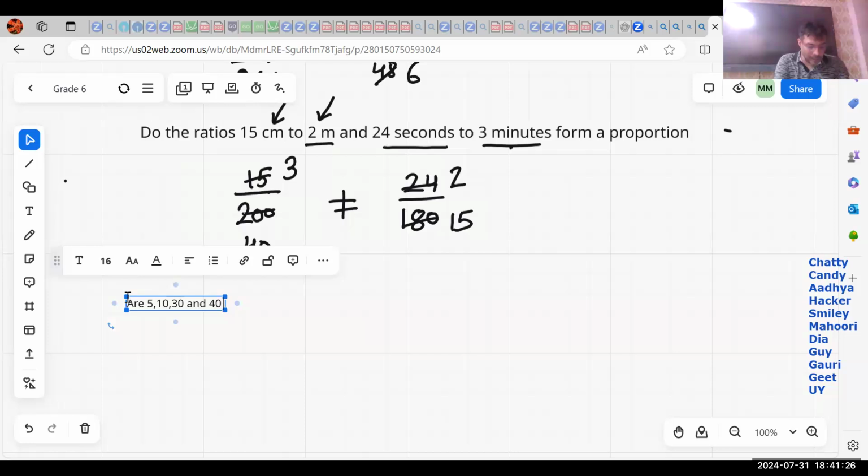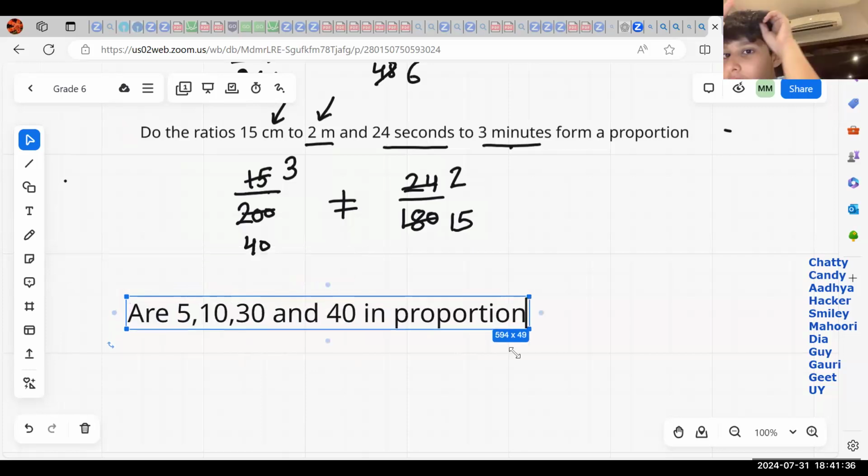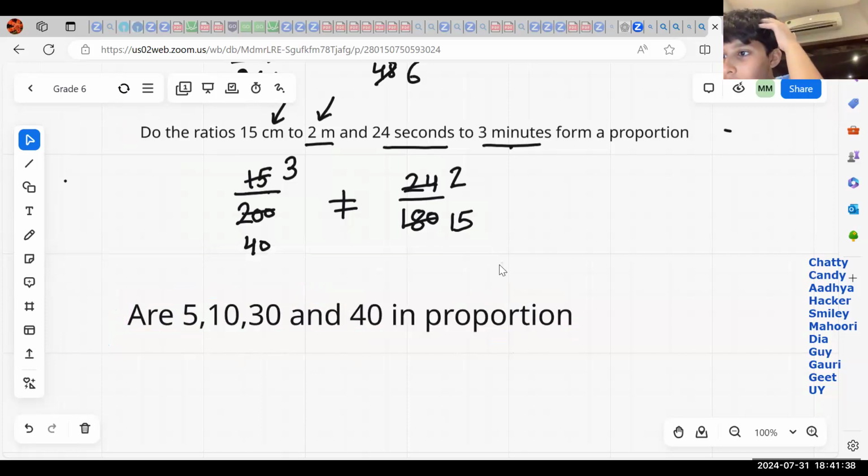Next question, guys, I want you to do it by the product of means equal to product of extremes method. Do it by the product of means and by the multiplication method. Product of means equals product of extremes. Yes, by the multiplication method.